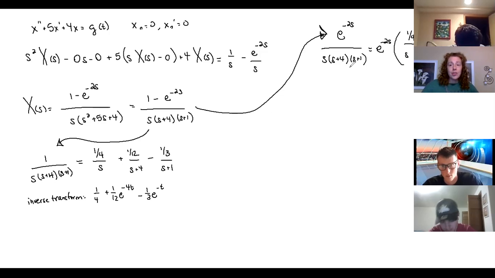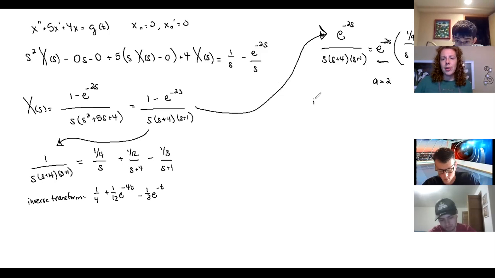And then what we have to do is remember, what happens when I have an e to the something out in front? How do I deal with that? That was yesterday's. So this is my a value, a equals 2, positive 2, because it's e to the negative as. So my a is equal to 2. And my inverse transform of this part is then going to be u of t minus 2 times f of t minus 2, right?